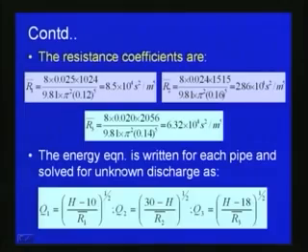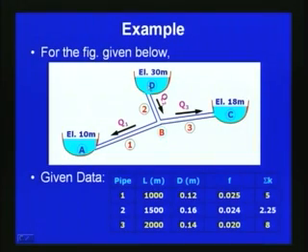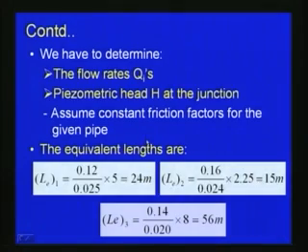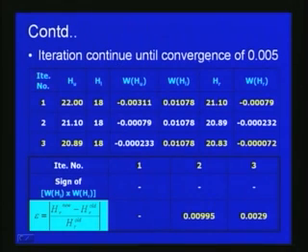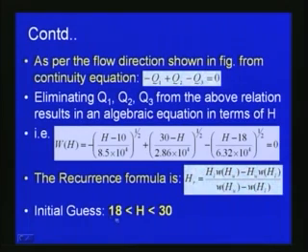For this typical problem, you can see that the maximum elevation is 30 meter, the minimum elevation is 10 meter, and the other one is 18 meter. So, we will assume a value between 18 meter and 30 meter. We will put an initial guess of head value between 18 and 30, and then do the iteration. The iterative procedure is given in this table. Here we set a convergence limit of 0.005. We start the iteration with a value of H as 22 meter.